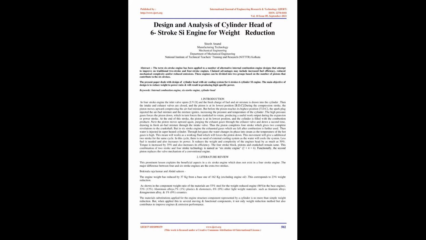Introduction. In 4-stroke engine, the inlet valve opens (I.V.O) and the fresh charge of fuel and air mixture is drawn into the cylinder. Then the intake and exhaust valves are closed, and the piston is at its lowest position (B.D.C). During the compression stroke, the piston moves upward compressing the air-fuel mixture. But before the piston reaches its highest position (T.D.C), the spark plug ignites the air-fuel mixture, increasing the pressure and temperature of the cylinder.